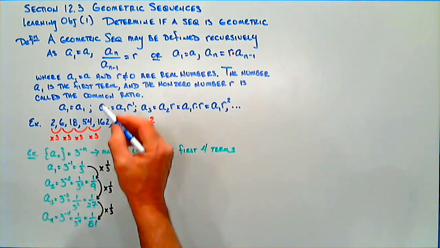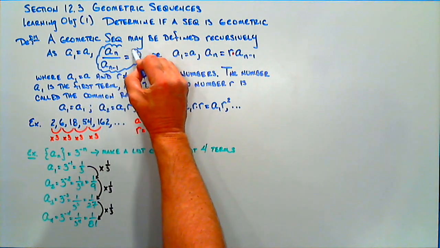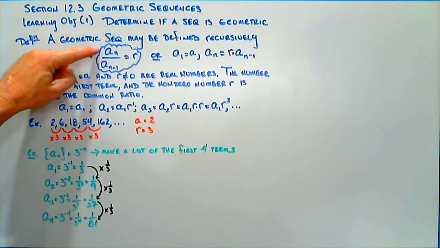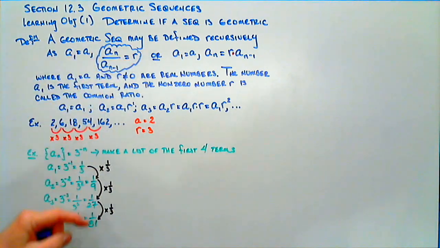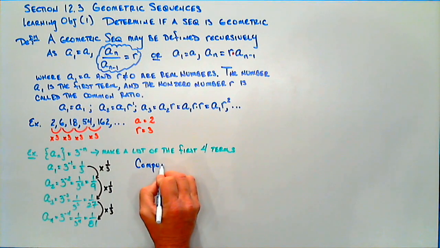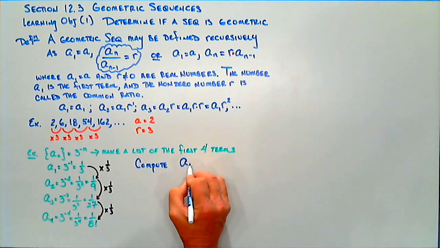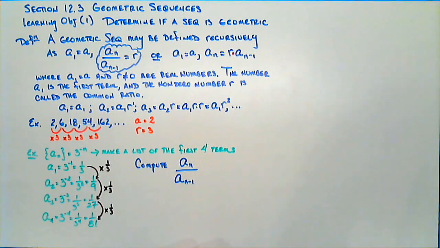We want to go back and we want to do this. This is what we want to do. We want to show not that the third term divided by the second term is 1/3. We want to show the nth term divided by the n minus 1 term. We want to compute the nth term divided by the n minus first term.